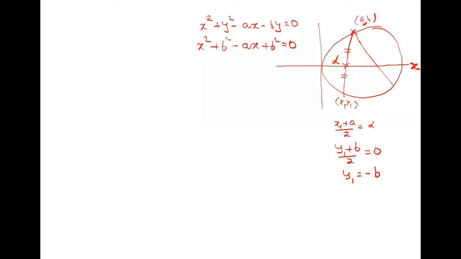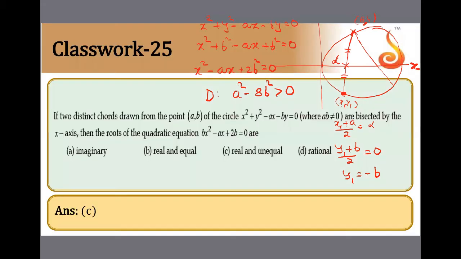I won't substitute x1; I'll keep it in x1 only form. x² - ax + 2b² = 0. Quadratic equation. What is the discriminant? The discriminant will be a² - 8b² > 0. Why greater than 0? Because this is real: (x1, y1) is real. Now they gave a quadratic equation.